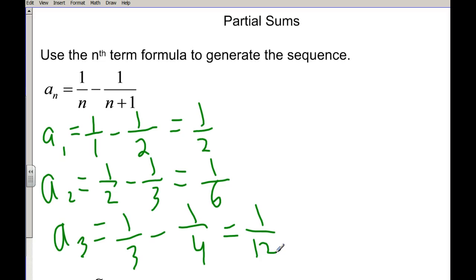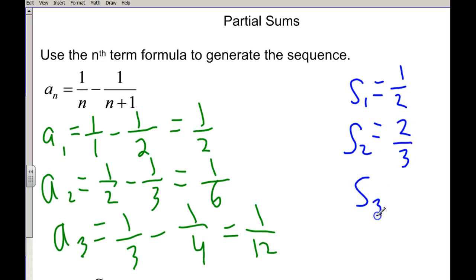And if I want to find, say, a formula for the partial sum, you want to look at the pattern you're seeing here with the partial sums. So let's look at the pattern, see if we can think this one through. So S sub 1 would equal 1/2. That's the sum of the first term. S sub 2 equals 1/2 plus 1/6. That's 3/6 plus 1/6, which is 4/6, or in other words, 2/3.